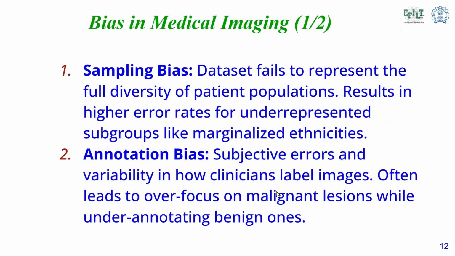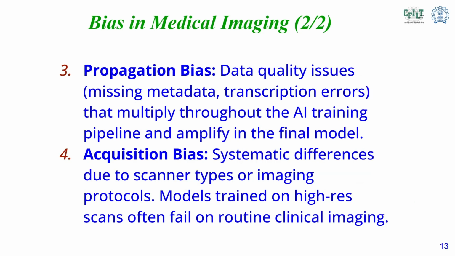After that, in medical imaging, there is sampling bias where datasets fail to represent the full diversity of patient populations or other demographics, and then there is annotation bias where there are some errors and there is over-focus on some kinds of diagnosis than other ones. And then there comes propagation bias, which is because of data quality issues, that is missing metadata or transcription errors. And then comes acquisition bias, which is because of differences in scanner types or imaging protocols.